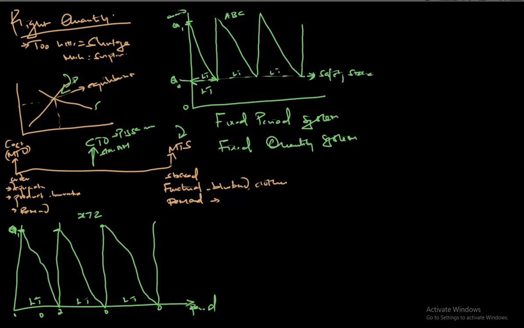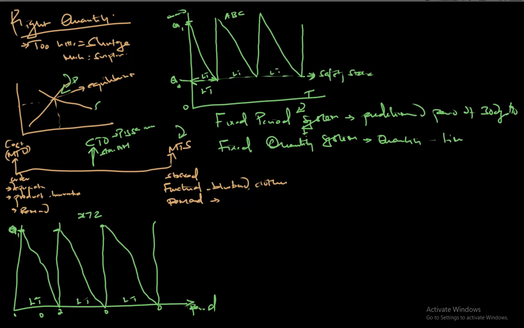A fixed period system, this is where you are ordering after a predetermined period of time. For example, after 30 days, you reorder. After 90 days, you reorder. That's what you call a fixed period system. A fixed quantity system is you reorder the same quantity each and every time. In the first one here, you have what you call a fixed period system after time t. The second one has to do with quantity.